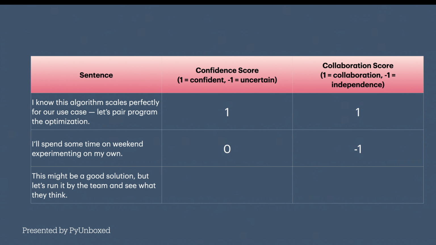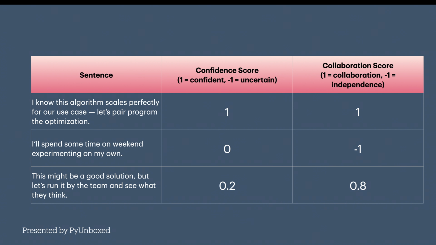Now, the third sentence: "This might be a good solution, but let's run it by the team and see what they think." This one is a bit more subtle. It sounds like some confidence, but not a lot, maybe 0.2 for a confidence score. And they're suggesting to get others' opinion. So it's fairly collaborative. So it would be around 0.8 for the collaboration score.